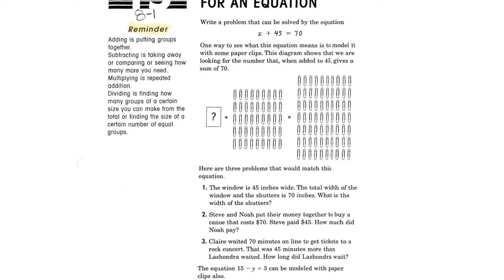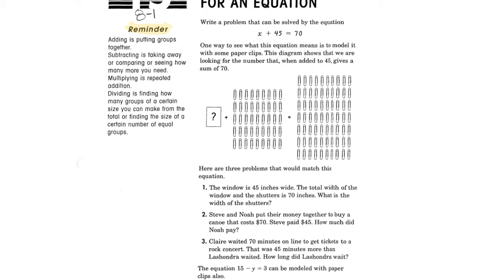Adding is putting together or putting groups together. Subtracting is taking away or comparing or seeing how many more you need. Multiplying is repeated addition. Dividing is finding how many groups of a certain size you can make from a total, or finding the size of a certain number of equally sized groups.